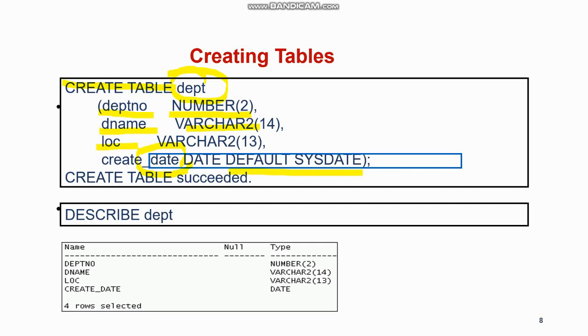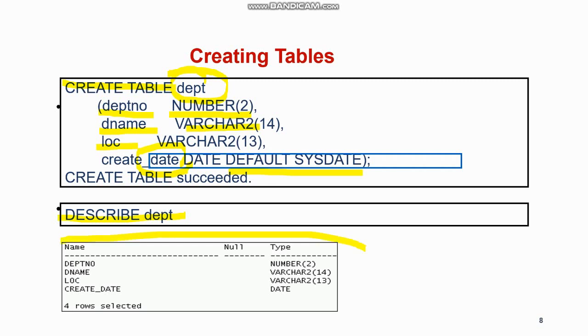After creating a table, you want to check whether the table is created correctly. So this is the command to check it: describe department, describe table name. Describe is the keyword to check the schema, whether the schema is created. Schema is nothing but the table. Department is the name of the table.